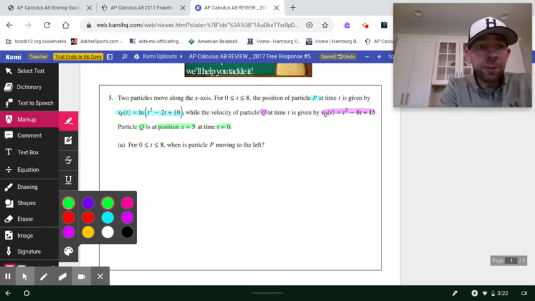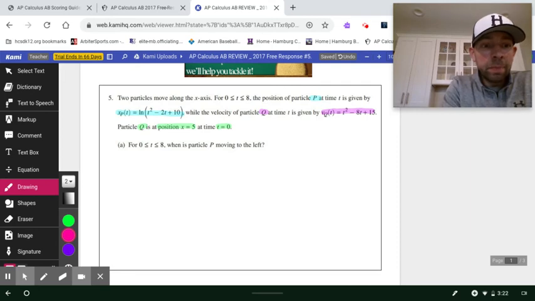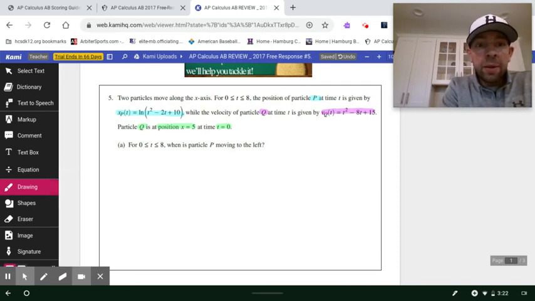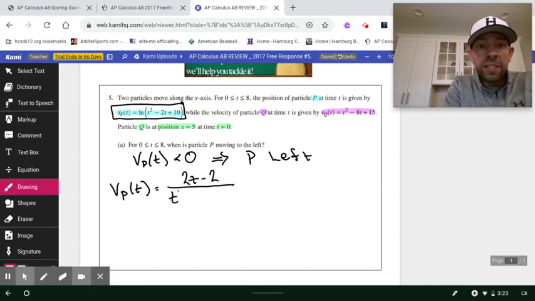So first things first, when is particle P moving to the left? What I'm thinking is, whenever the velocity of P is less than 0, that would imply that P is traveling to the left. So let's differentiate this position function they gave us for particle P, and we could say the velocity of P is going to be du over u. So I got 2t minus 2 all over that t squared minus 2t plus 10 function.